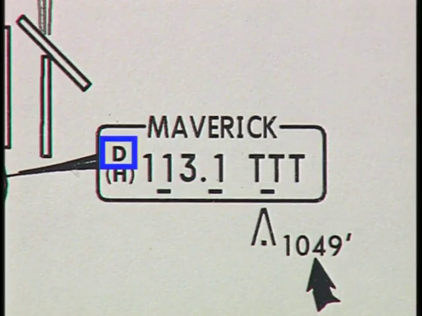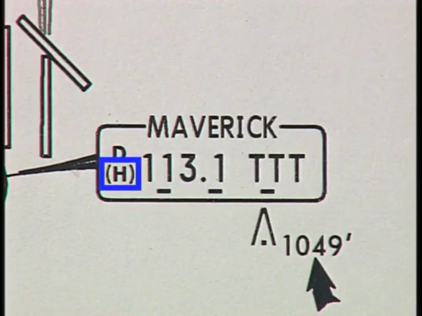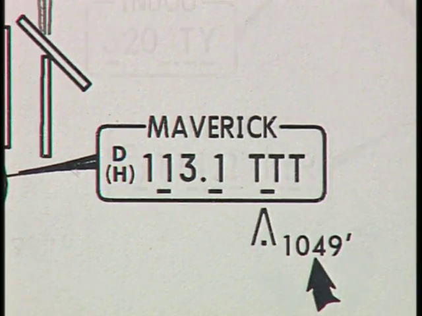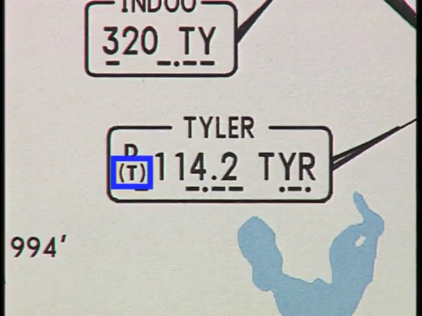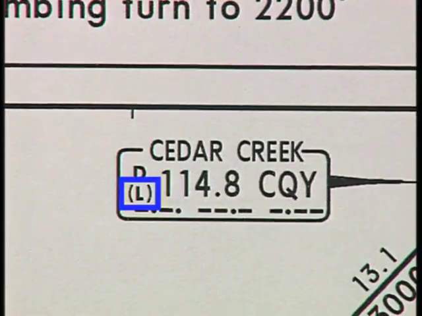If a D appears in the box, it indicates the facility transmits DME information. The letter H, in parentheses, indicates this is a high-altitude VOR station. If the letter T appears, the station is a terminal-class facility. An L indicates a low-altitude class VOR.